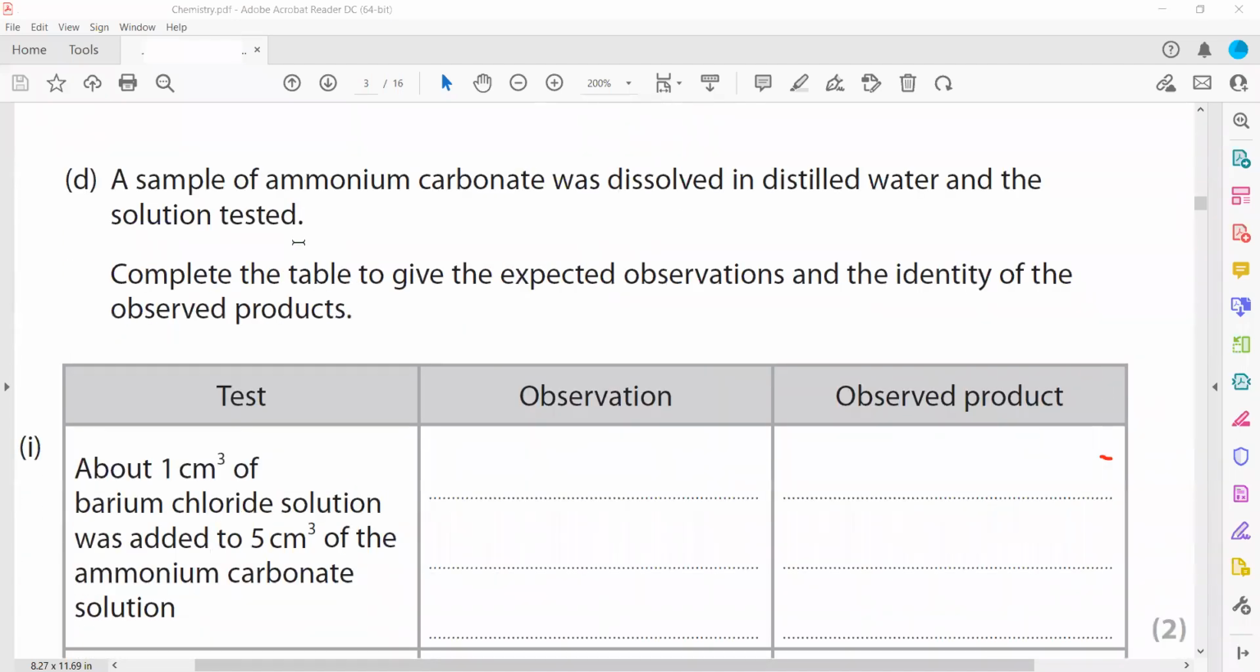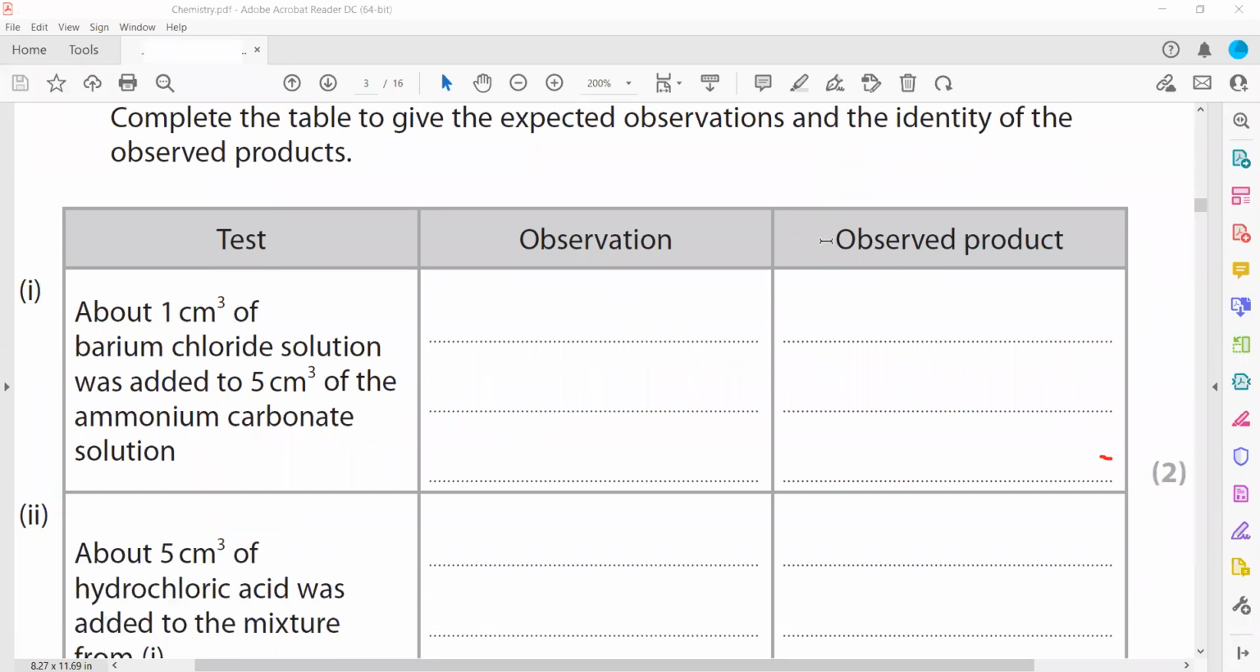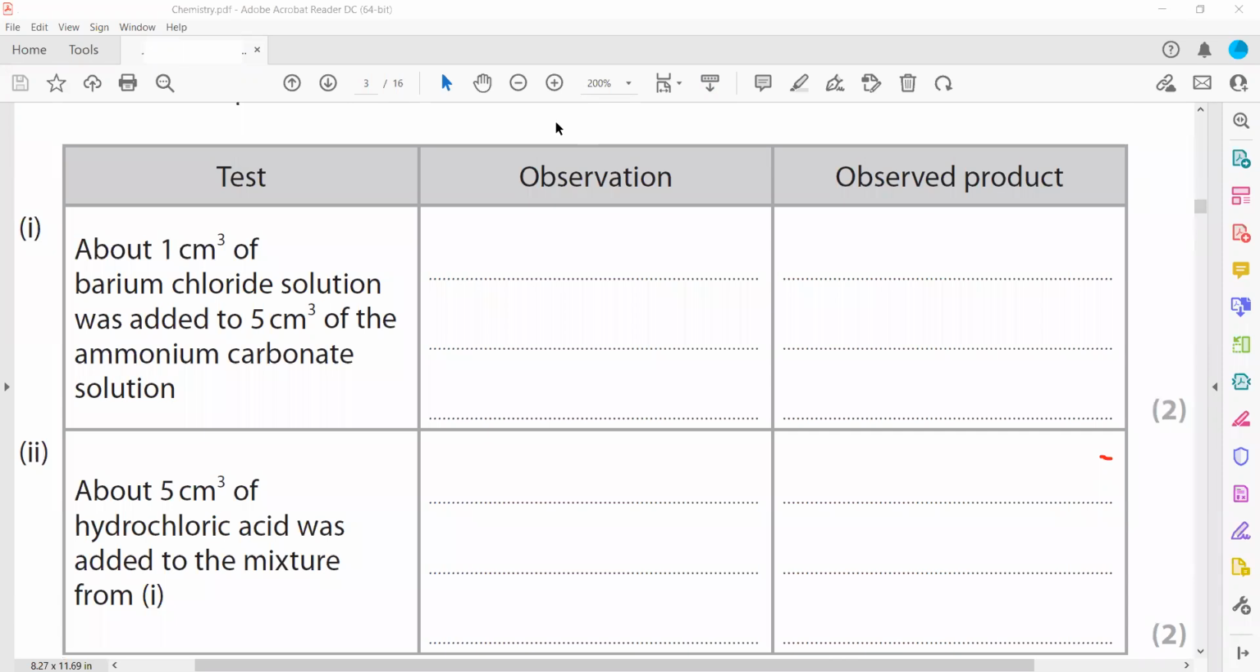The next part: a sample of ammonium carbonate was dissolved in water. Complete the table to give the expected observation and identify the observed product. So we add 1 cm cubed of barium chloride solution to 5 cm cubed of ammonium carbonate solution. As a result, it will produce barium carbonate. What will the observation be? It will be a white precipitate, and the observed product is barium carbonate, BaCO3.